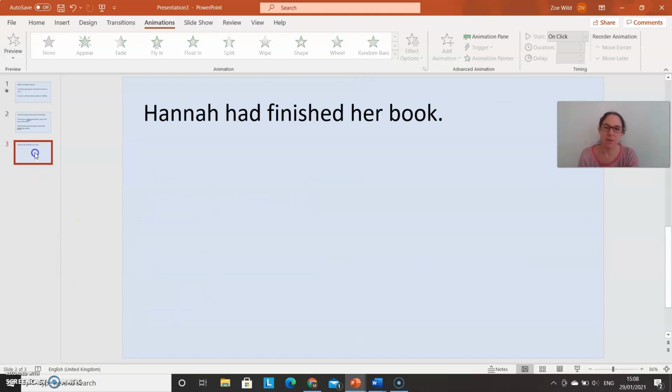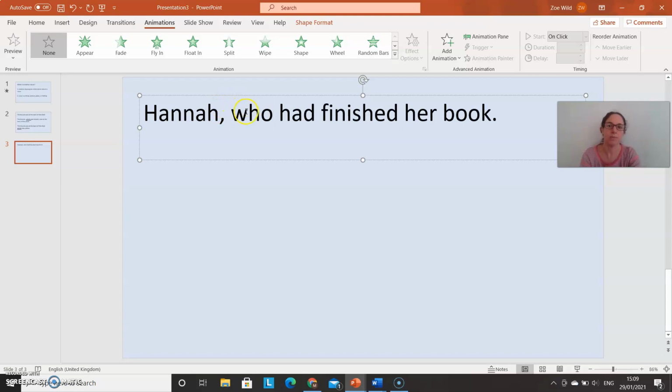The next example is a person. It's Hannah. Hannah had finished her book. Hannah's always reading books. So again, we've got two different nouns. We've got Hannah, which is a proper noun, and we've got book, which is also a noun. So we can describe either of those with our relative clause. If I'm going to describe Hannah, I have to use the relative pronoun who.